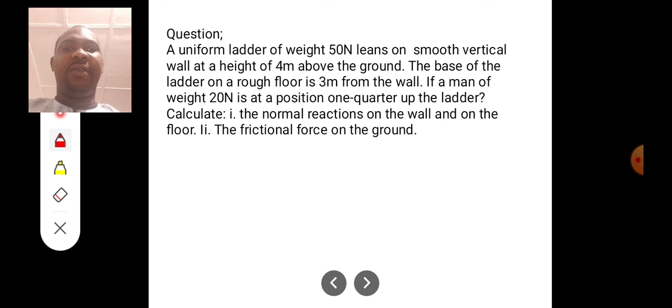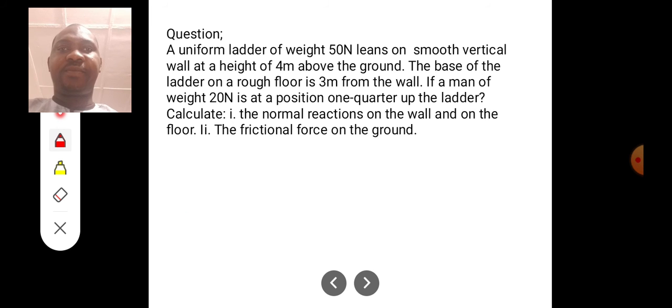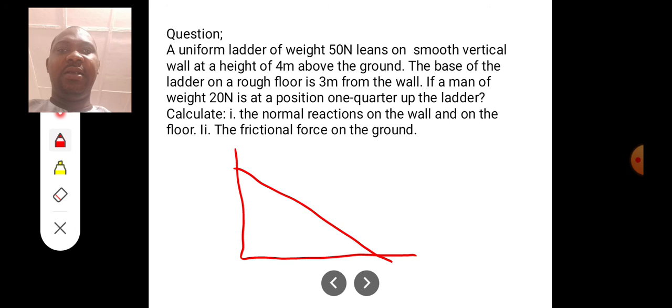First of all, we have to draw the diagram. Now look at this, that is a diagram. But before then, let's try this together. So we have, this is the wall, this is the ground, and a ladder of 50 newtons. So this is the ladder here. The weight here is 50 newtons. Remember, weight always acts at the center, so we have 50 newtons.